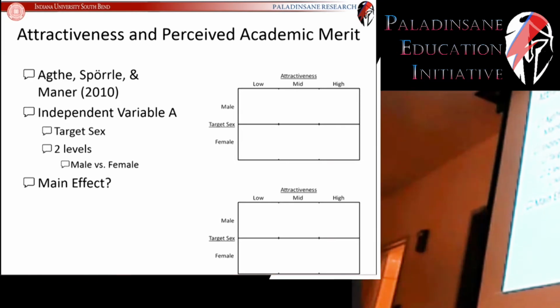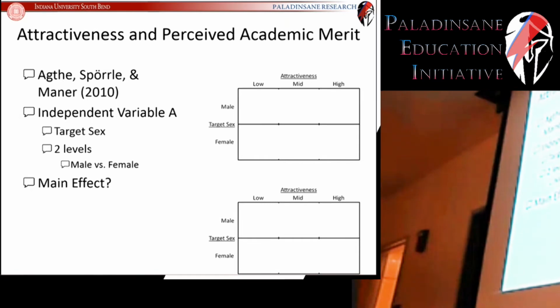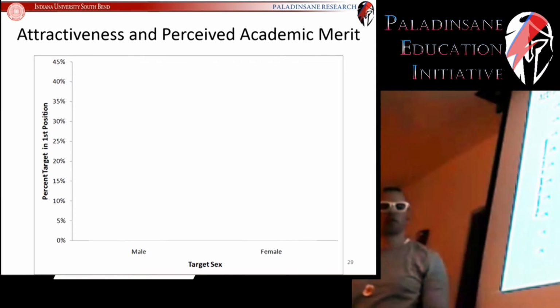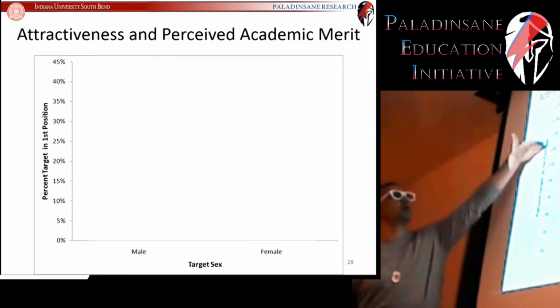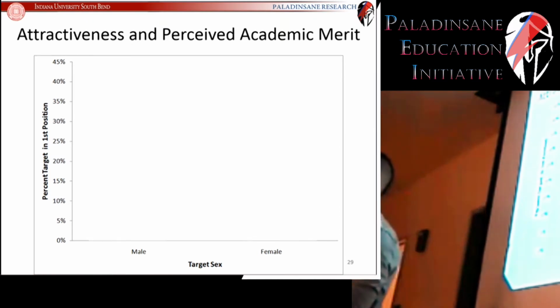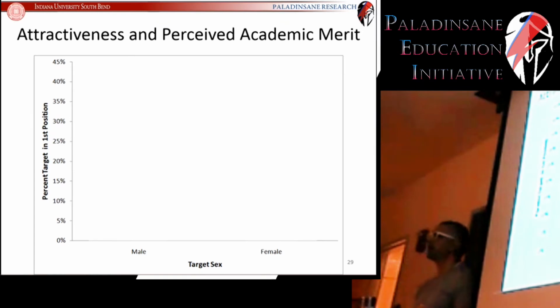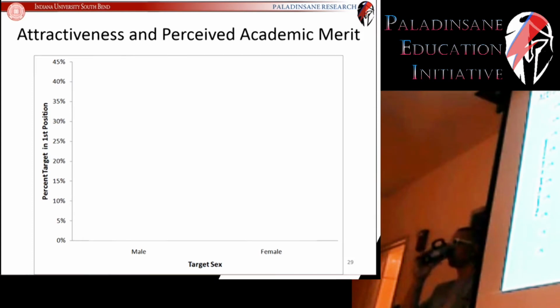So do we think that male applicants or female applicants will have different scores on the percent that were awarded a scholarship? So percent target in first position, this is what percentage of the applicants were awarded a scholarship. So any ideas on this? I'll give you a hint. This is a bit of a trick question, just to make sure that we are thinking about the design of the experiment.